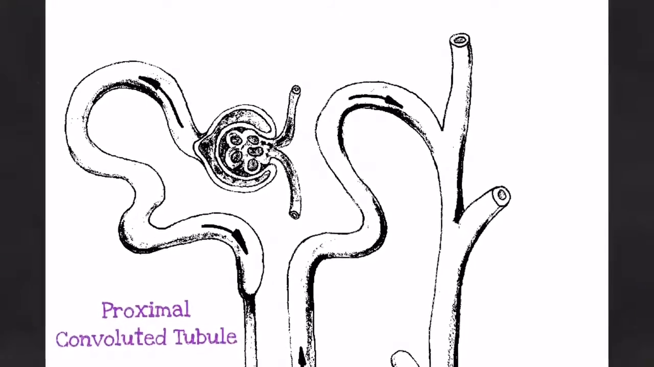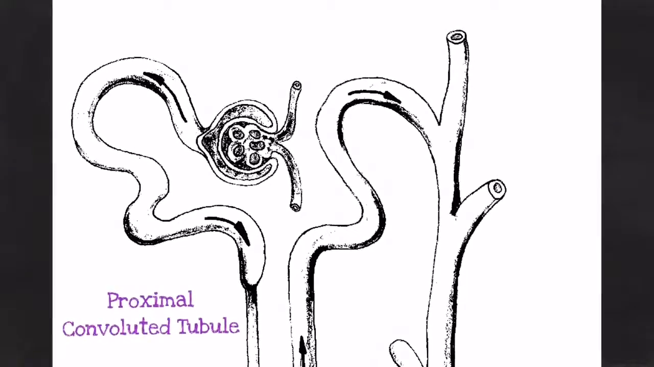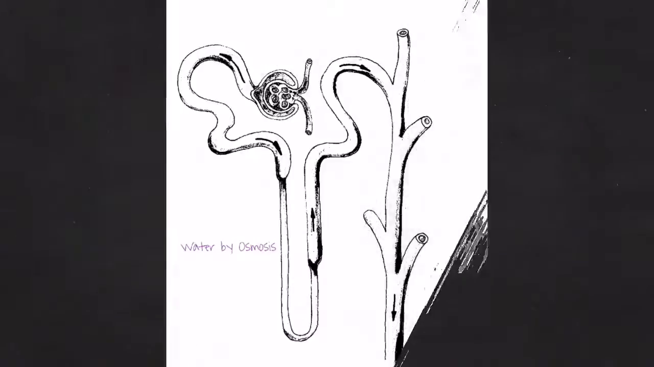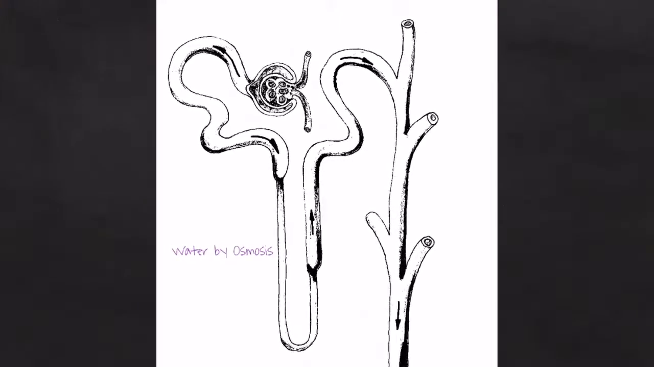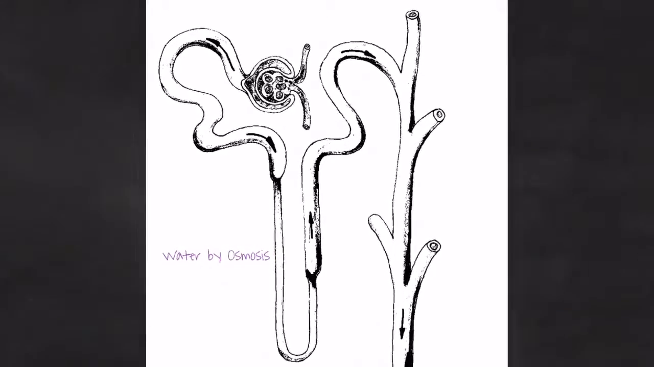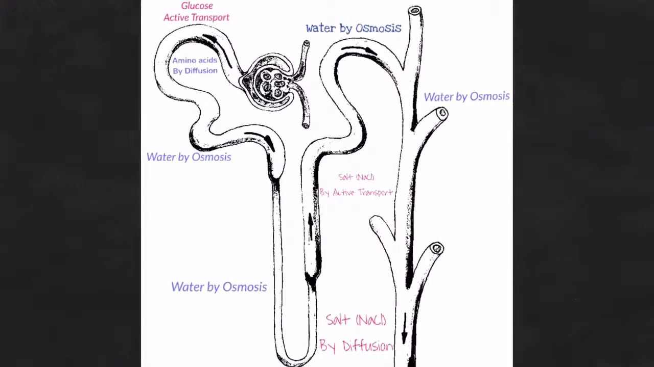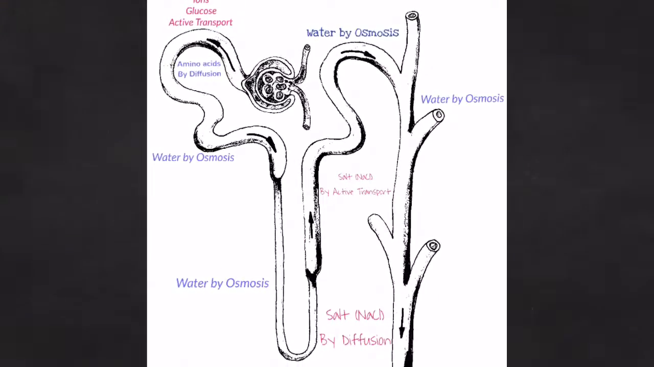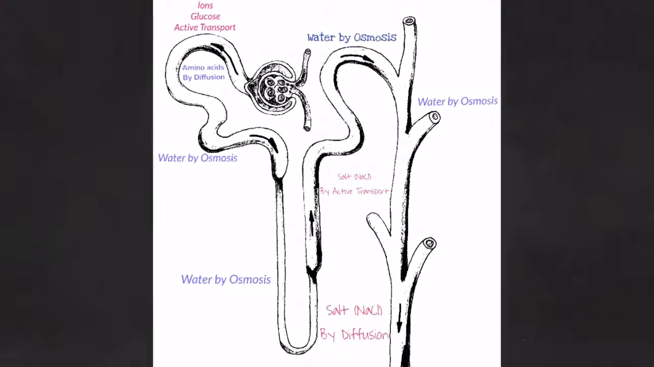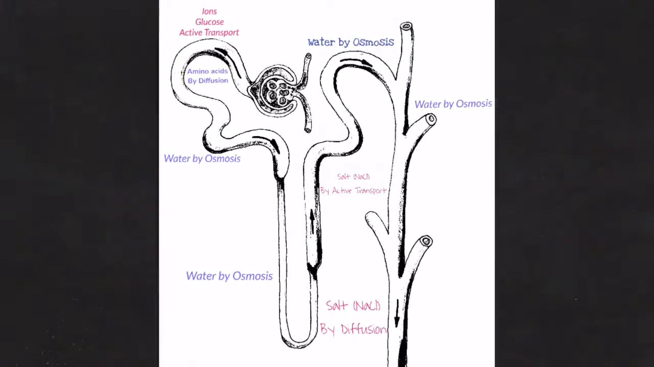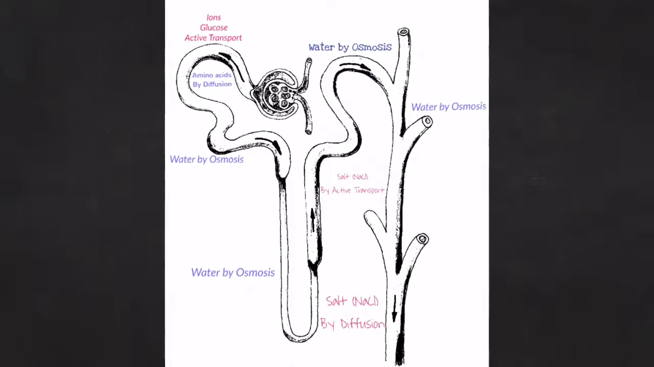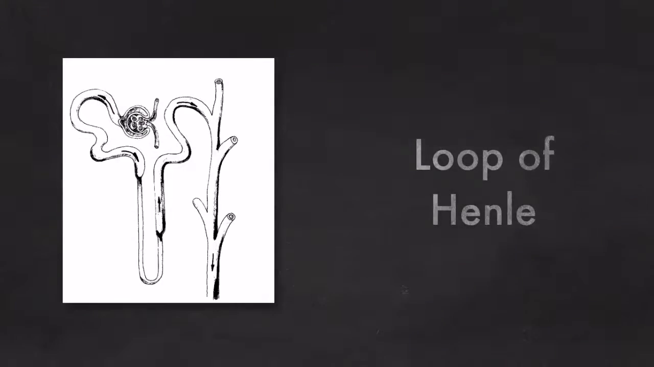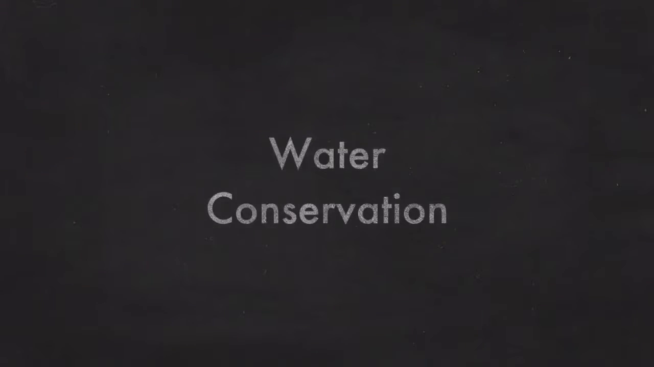The rest of the nephron just deals with water and salts, and it's really just fine-tuning. As you go down the loop of Henle, so the descending limb of the loop of Henle, water is reabsorbed by osmosis. As you go round the bend of the loop of Henle, at the bottom of the ascending limb, salt is reabsorbed by diffusion, but as you go upwards, salt is reabsorbed by active transport. So the loop of Henle has a particular role. It really functions in water conservation.